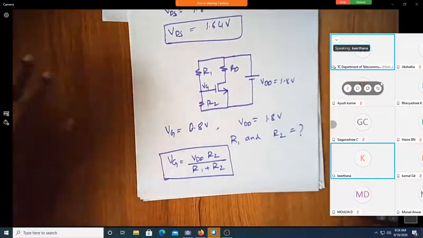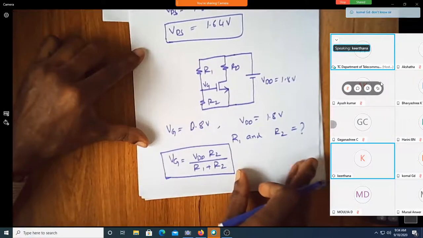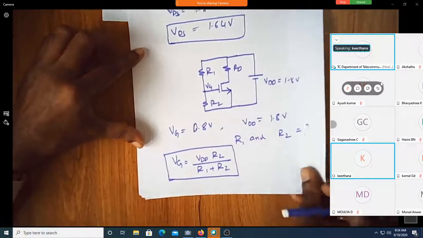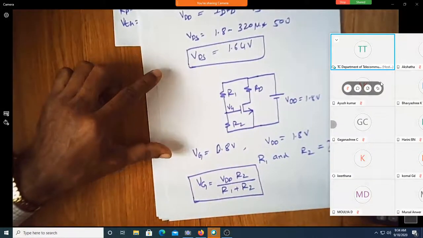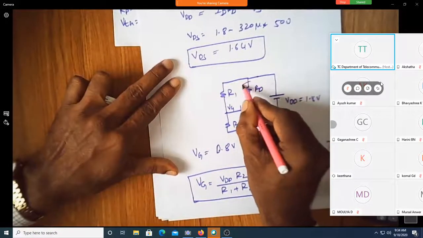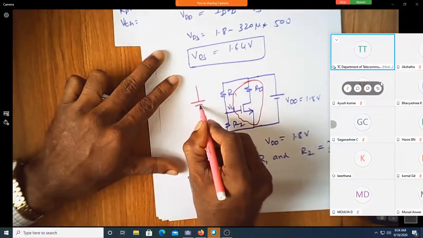Okay, let us try to find out how I write this VG is equal to. So we know, as we discussed in the previous class, eliminating this particular segment, I'll just eliminate this segment. Can I write it as this?